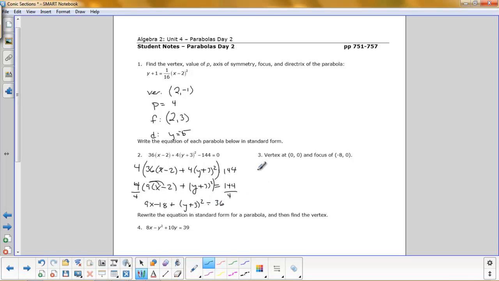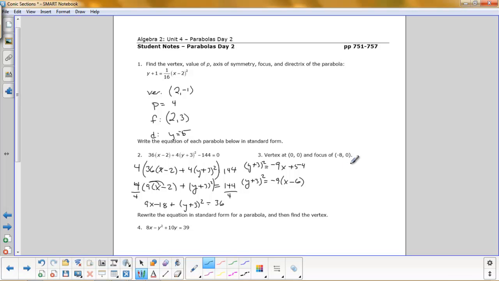So that's going to give me y plus 3 squared equals -9x plus 54. Go ahead and take out my GCF here, which is going to be 9. So I get y plus 3 squared equals -9x minus 6. And there is my parabola written in standard form.